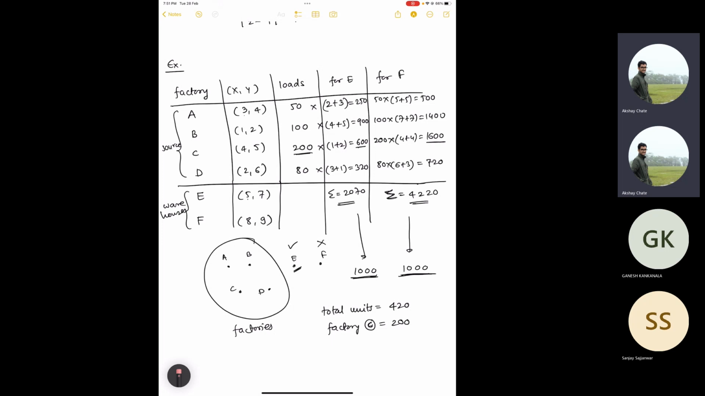I hope you are getting my point. You are giving more weightage where your more load is there, and that should be the logical way, right? I mean, practically speaking, that should be the way, right?